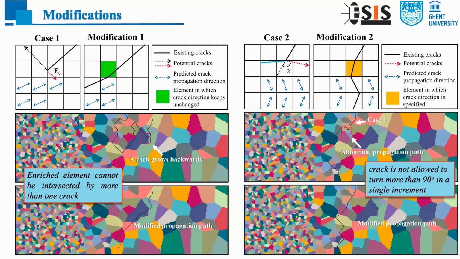As you can see here, the angle between the previous and the new crack lines is larger than 90 degrees. So somehow, we don't know why, the optimizer will give a wrong direction, indicated by the blue one. When this situation happens, we will specify a new crack propagation direction to make sure that the angle between these two lines is less than 90 degrees. And you can see the crack propagation path before and after the modification here.